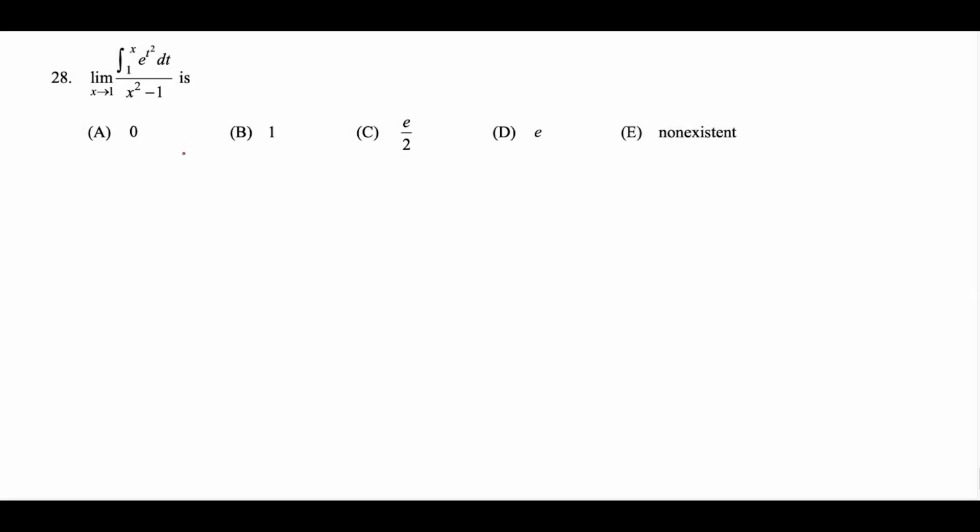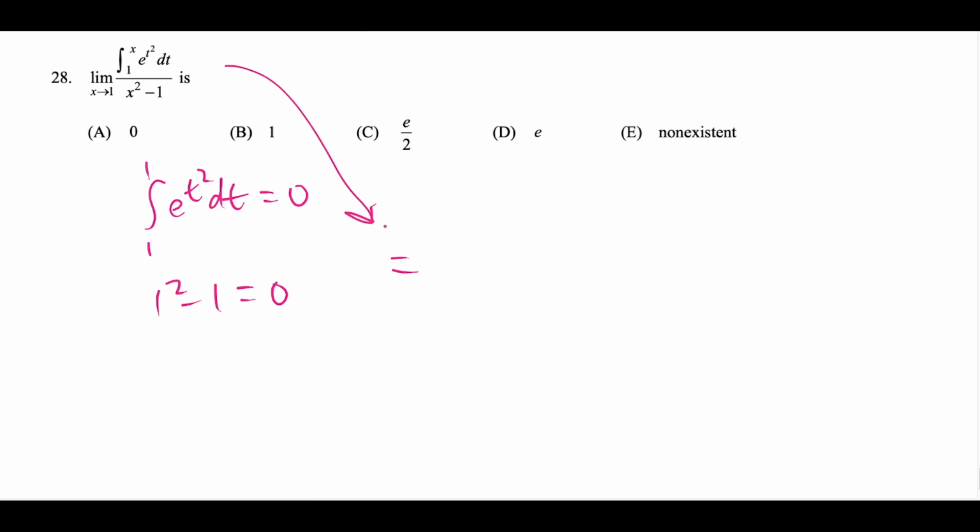Okay, so last question here, L'Hopital's rule. If you want to plug in real quickly here, you could see that we have the integral from 1 to 1 of e to the t squared dt, and that's equal to 0. And if you do 1 squared minus 1, that's equal to 0 on bottom. So since the limit of the top and bottom is both heading to 0, the limit right now is an indeterminate form, so we can use L'Hopital's rule.